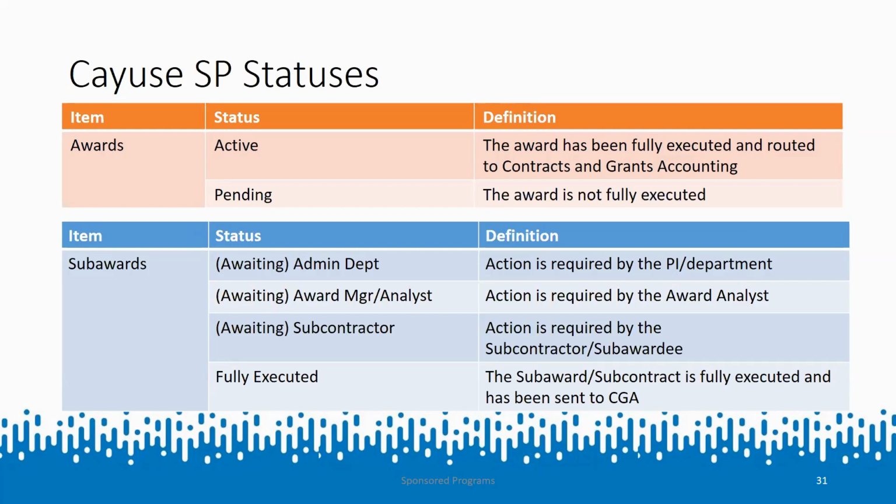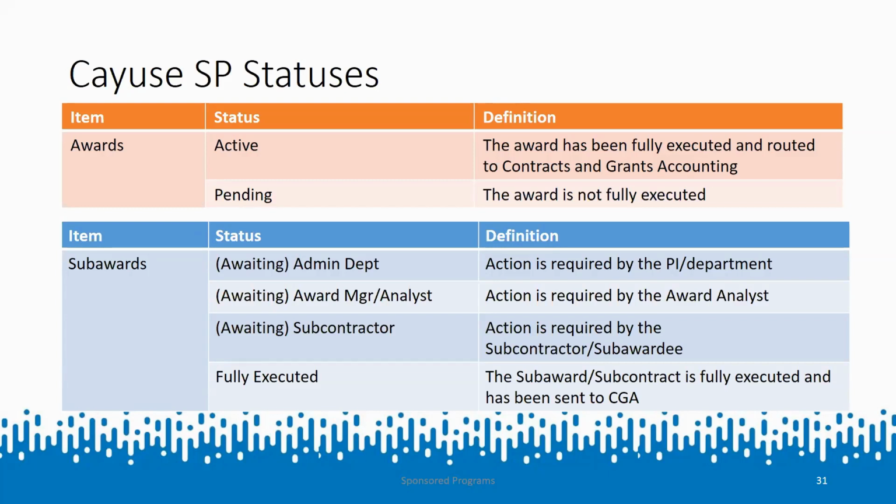Subaward statuses. So if you have any outgoing subrecipients, then on that subawards tab, you will find the status. Awaiting admin department means that we're waiting on something from you or your PI. Awaiting award manager analyst means that you're waiting on something from us. We need to do something in SPO. It says award analyst. It's really a subaward analyst, but that's still an award, right, at that point.